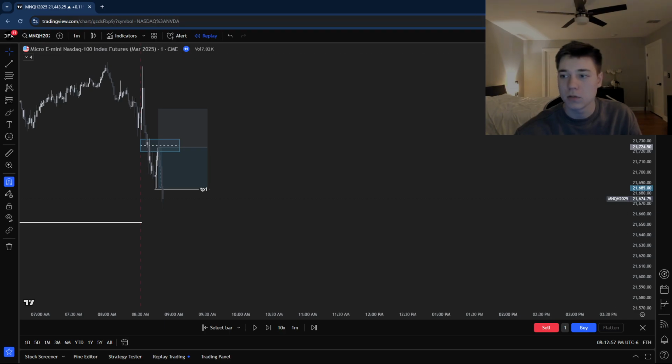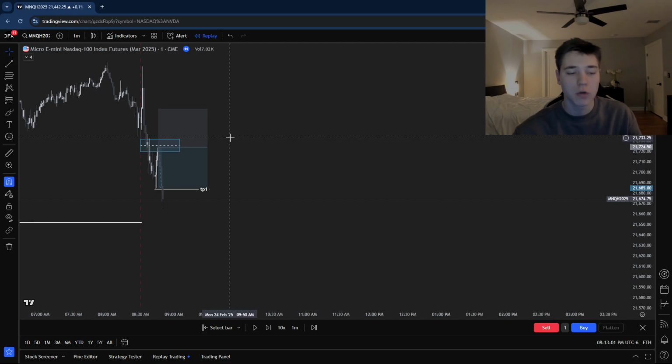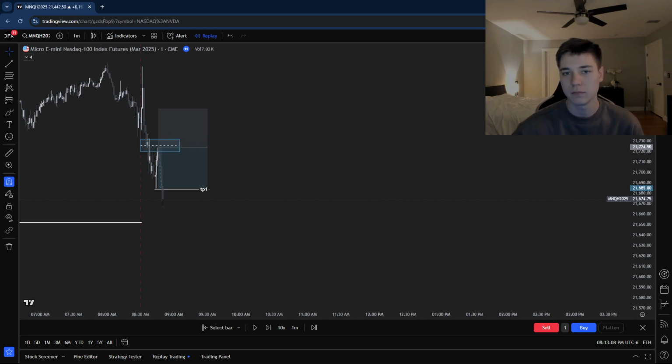Okay, so you move your stop loss to break even. So you hit take profit 1 and you move your stop loss to break even. You're basically risk free on this trade. There's absolutely no way that you could lose money on this trade if you did move your stop loss to break even.